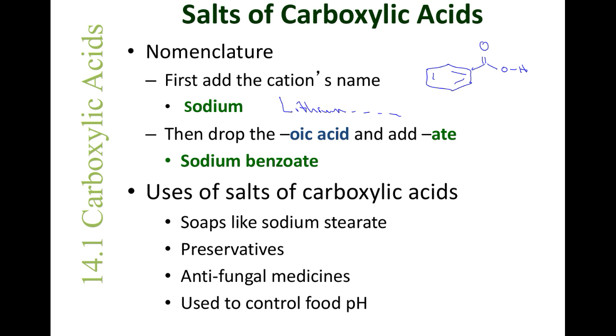So if I just erase that hydrogen, like that, I'm going to have my carboxylate. So instead of benzoic acid, it would be benzoate. I replace oic acid with ate, and then I just name my cation. So in this case it's sodium, so it would be sodium benzoate. So there's all kinds of uses for the salts of carboxylic acid. Sodium benzoate is actually used as a preservative in soft drinks, and soaps are made from carboxylate salts as well.